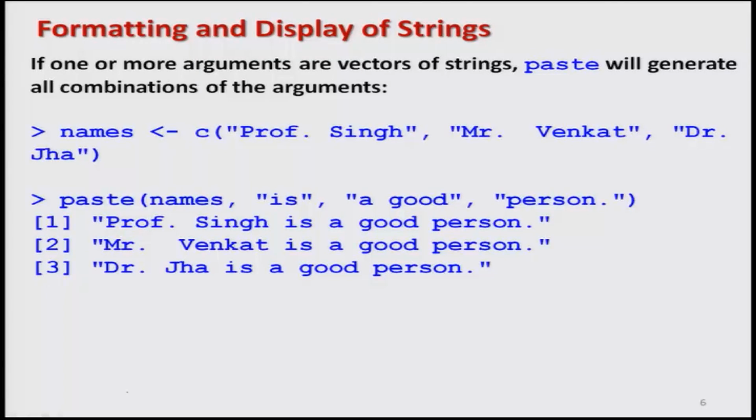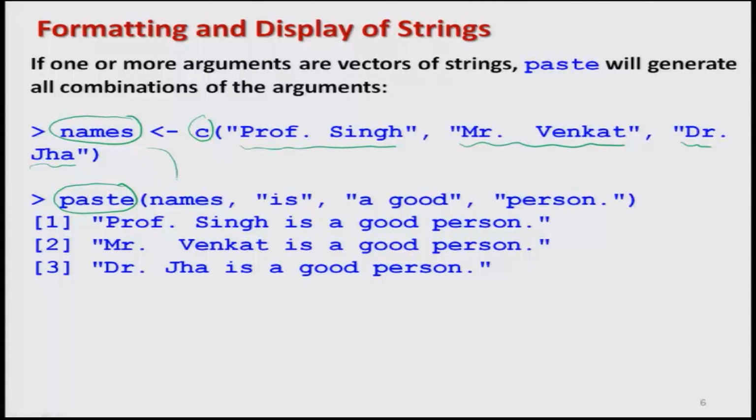So, we have taken 3 strings, they are 3 names: Professor Singh, Mr. Venkat and Dr. Jha, and I have stored these 3 names as strings in this vector called names using the c command. And now, I am using a paste function, and my objective is that I want to write: Professor Singh is a good person, Mr. Venkat is a good person, and Dr. Jha is a good person.